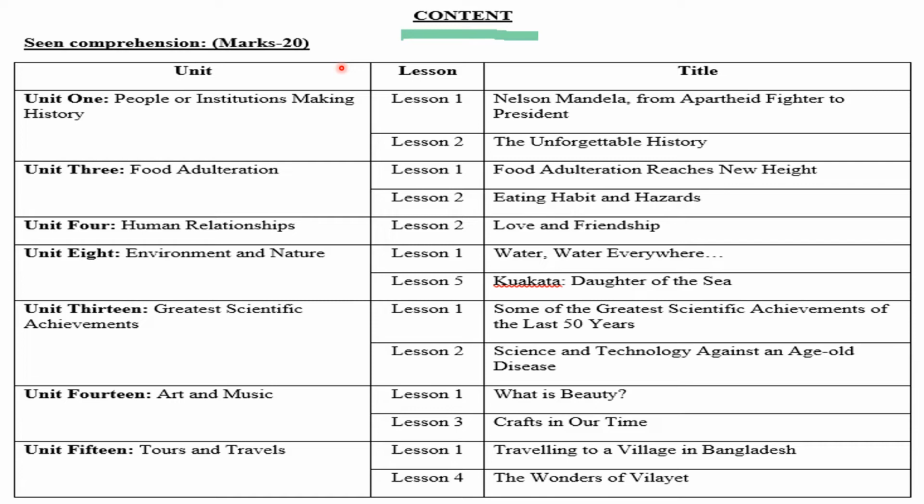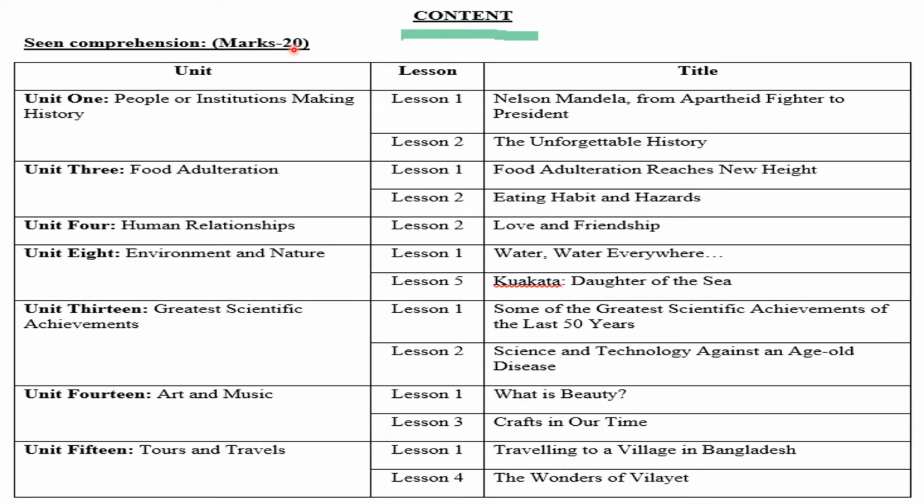Especially when you face the semester final exam, in the exam hall the teachers will supply a question paper, and this question paper will be divided into three groups: group A, group B, and group C. In group A you will get scene comprehension. There are about 13 scene comprehension passages, and among them only one will be set in the question paper, and some questions will be prepared on the basis of it, and marks will be 20.